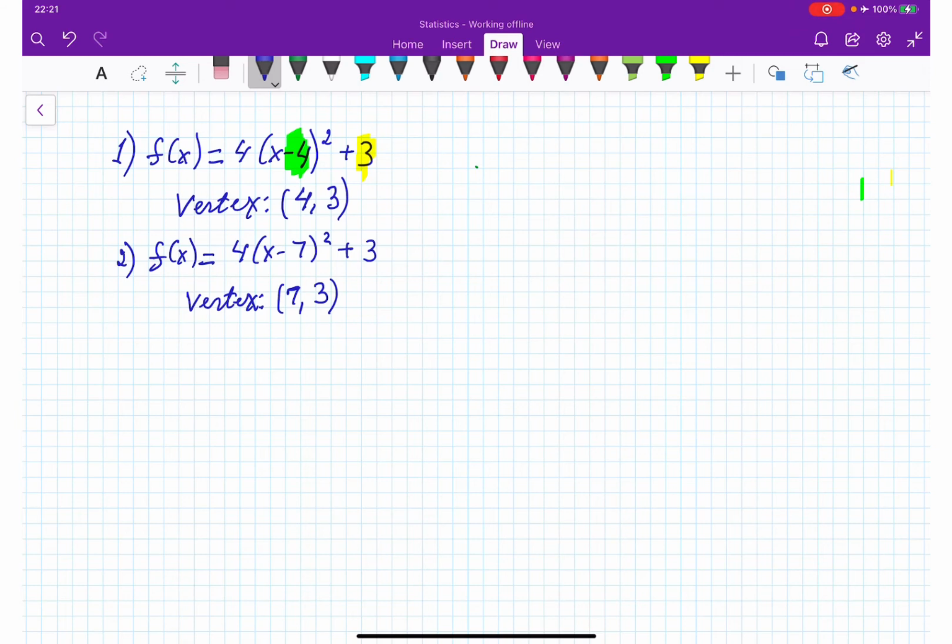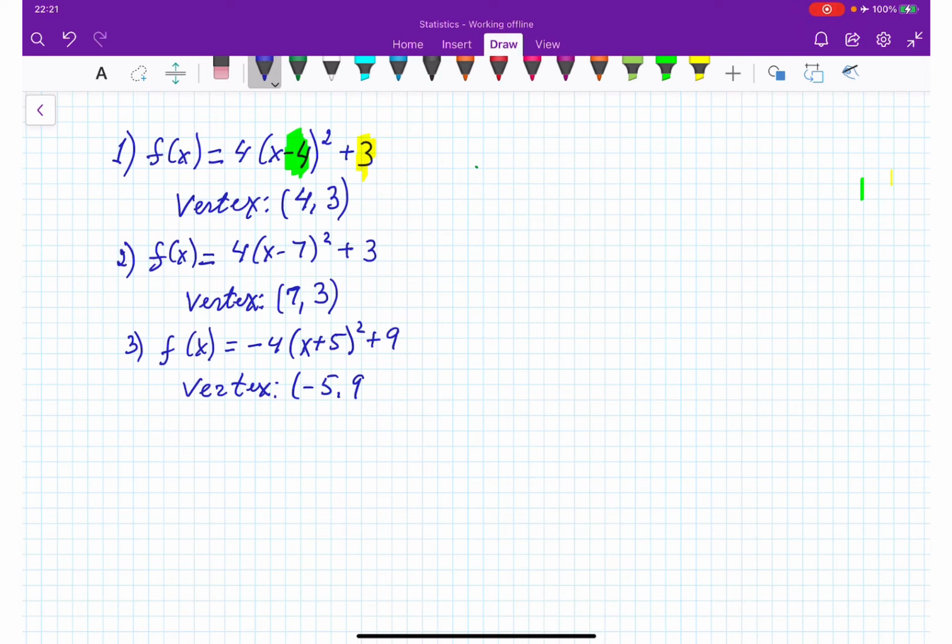Question number 3. We have f of x equal to negative 4 times x plus 5 squared and plus 9. So the vertex here is going to be what? We have plus 5, so it's going to be negative 5 and plus 9.